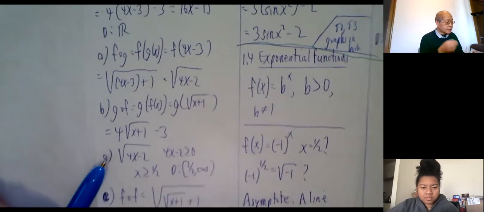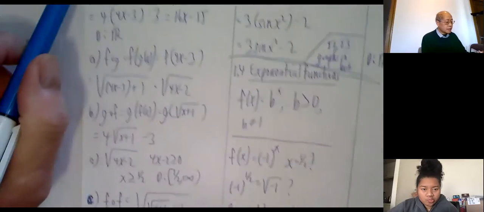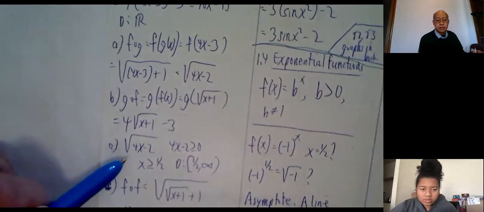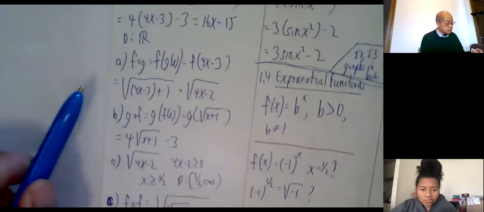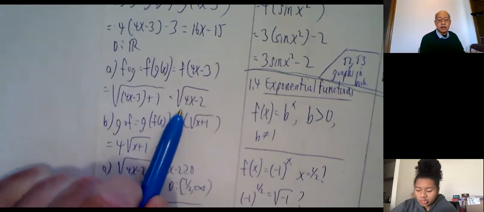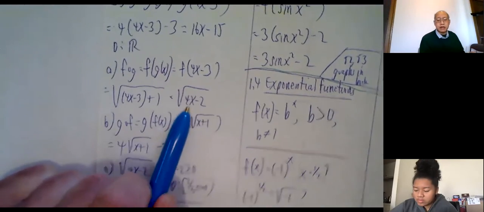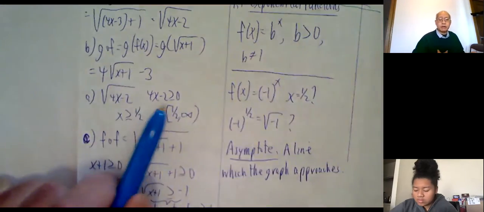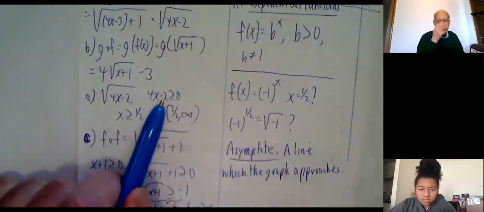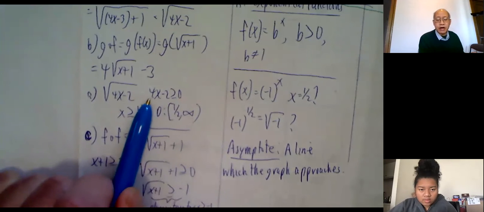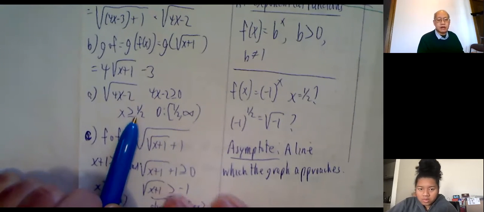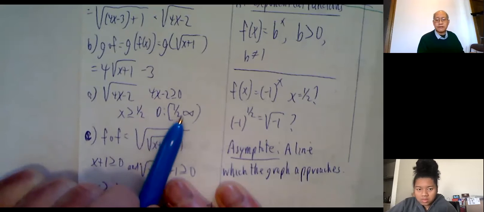All right, now I'll go back and tackle some of the domains. So I've done C, D, A, and B in kind of a strange order. But let's talk about the domain now. So A. A was radical 4x minus 2. Okay, so you know that has to be greater than or equal to 0. Right, anytime it's the square root of anything, it's greater than or equal to 0. Okay, so that's pretty easy. Add 2, divide by 4. That's 1/2. X is greater than or equal to 1/2. So the domain is bracket 1/2 to infinity.